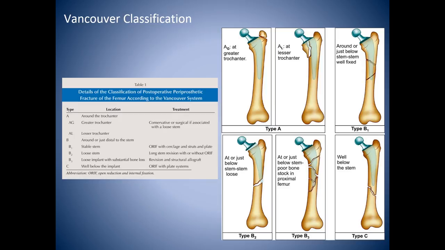Type B is the bed of the implant, where it's well fixed, B1, not fixed, B2, and then not fixed with poor bone stock, B3. So those are all around the implant, with only B1 being well fixed. The other two are not fixed, and it just depends on the quality of the bone for the subclassification. And then type C is where it's actually below the implant. This is a very practical classification.